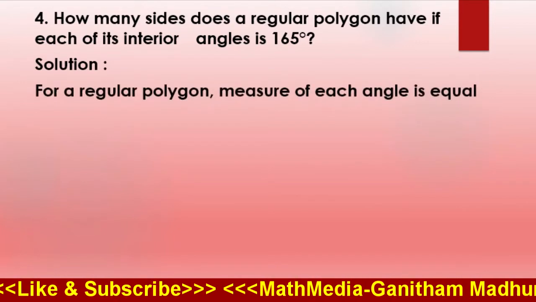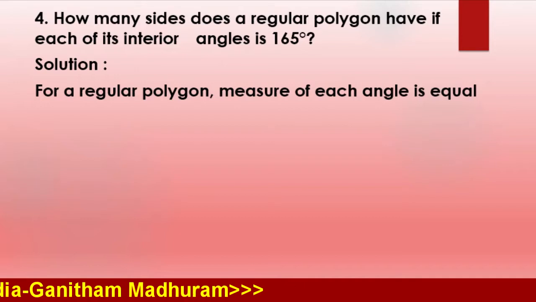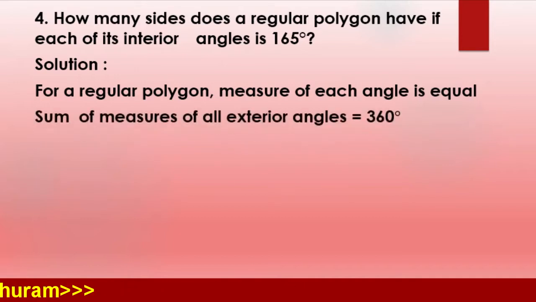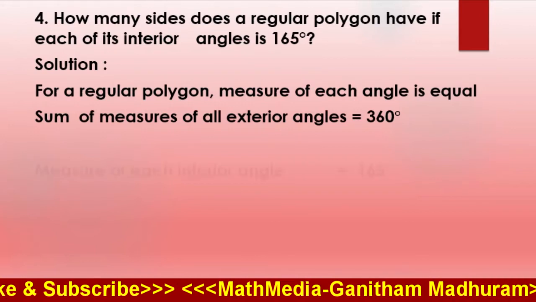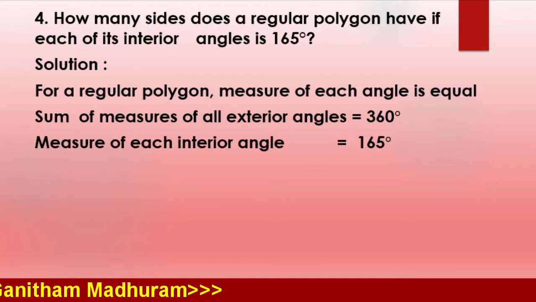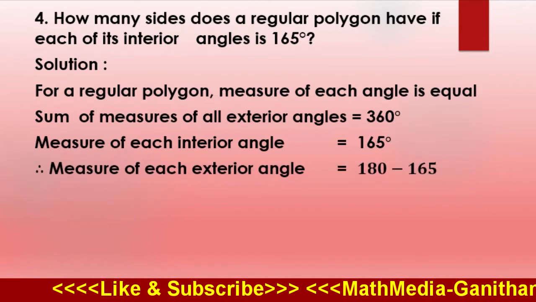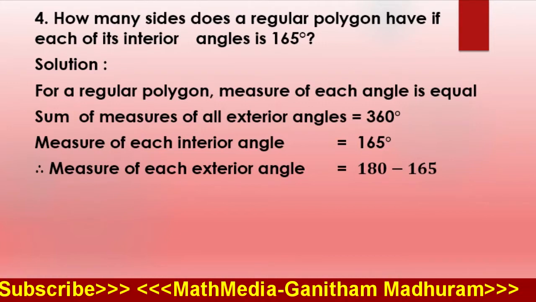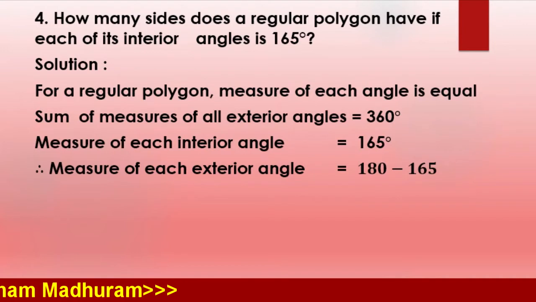For a regular polygon, what does it mean? A polygon with all sides and angles equal. The sum of measures of all exterior angles is equal to 360 degree. So the measure of each interior angle is given as 165 degree. Therefore, the measure of each exterior angle will be equal to 180 minus 165.